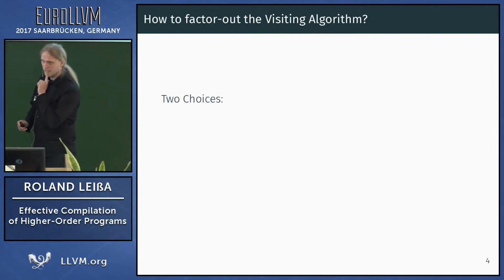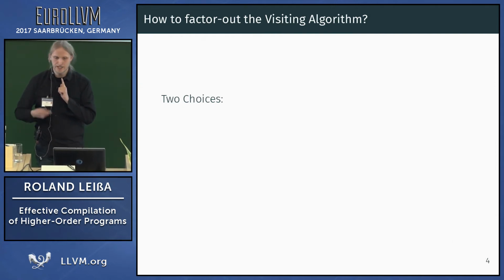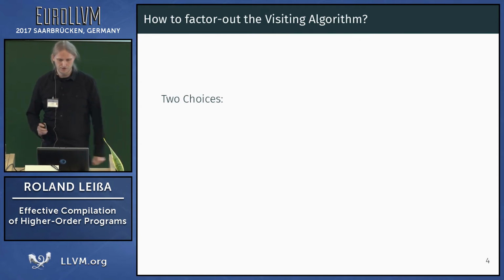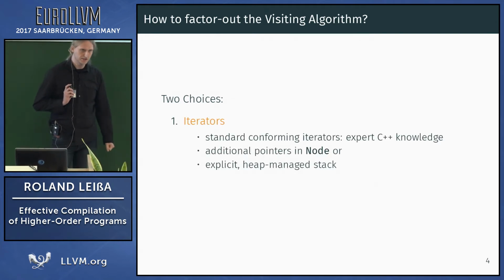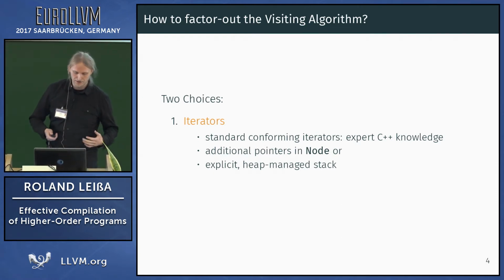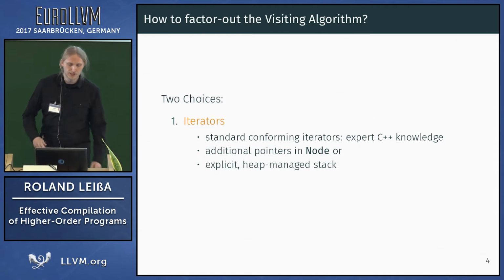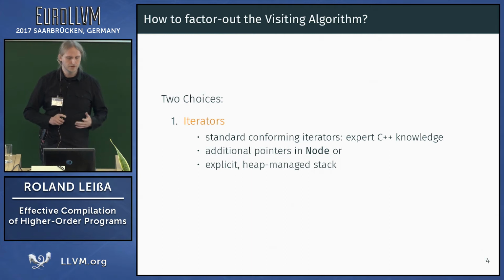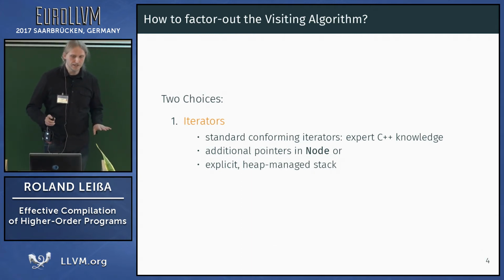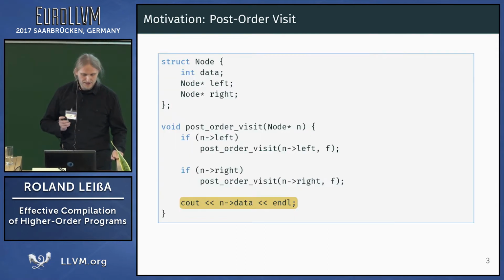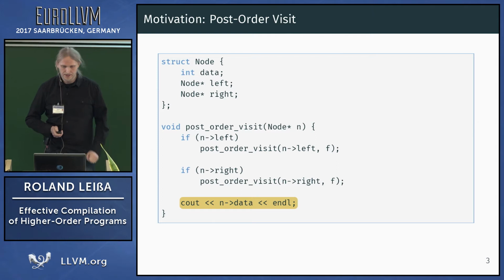So now let's say we're doing lots of those post order iterations, and then we have basically two choices which we can use to factor out this visiting algorithm. One choice would be using C++ iterators. But first of all, even if you have a rather simple iteration algorithm, it's actually quite hard to come up with a standard conforming iterator which works well with the STL and so forth.